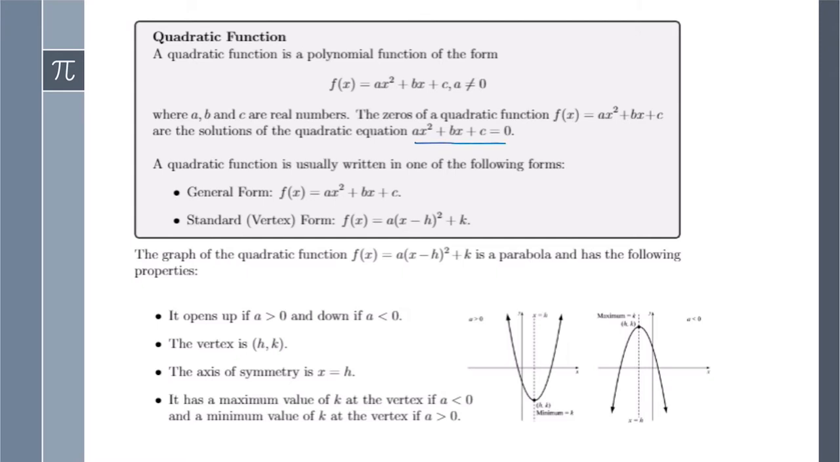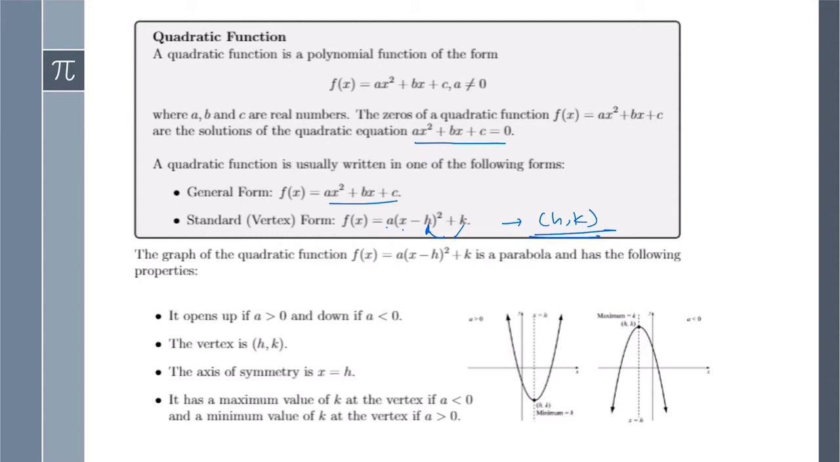Usually we see a quadratic function in two different forms. The first one is called general form, if it's written in the form ax squared plus bx plus c. We also write it in the standard form, or sometimes it is also called the vertex form, which is a times x minus h squared plus k. This is called the vertex form because we can find the vertex of the parabola, the vertex of the graph, just from here. So these numbers h and k represent the vertex of the parabola.